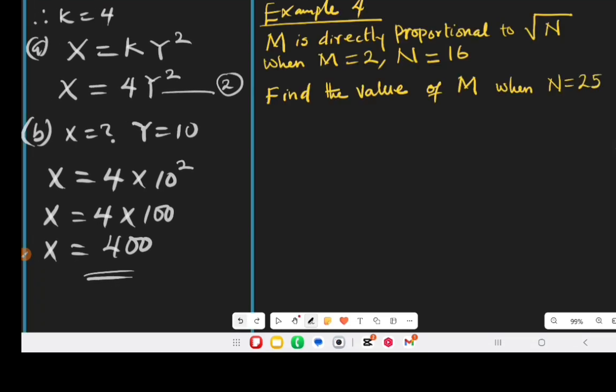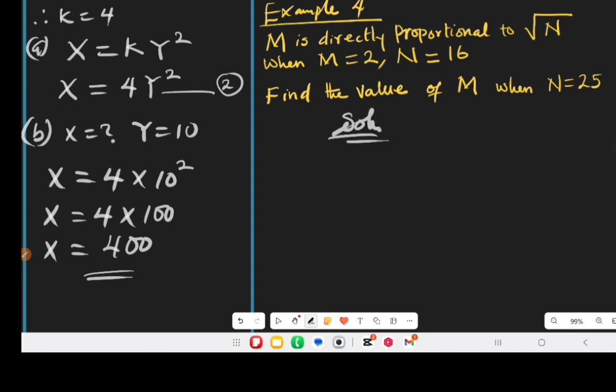Now, question number 4. M is directly proportional to root of n. When m is equal to 2, n is equal to 16. Find the value of m when n is equal to 25. It looks a bit tricky. We have to look for the equation connecting m and n first before we can find the value of m when n is equal to 25. We start by saying solution.